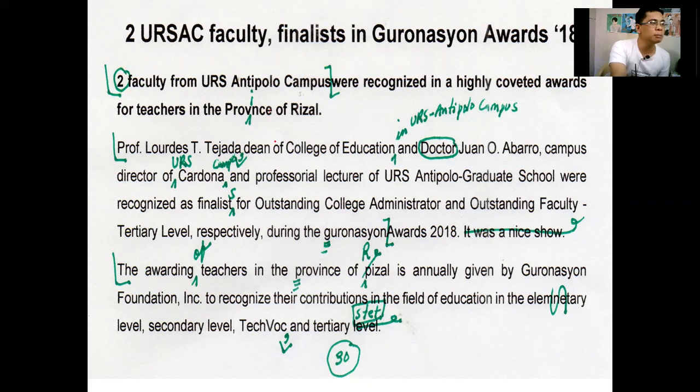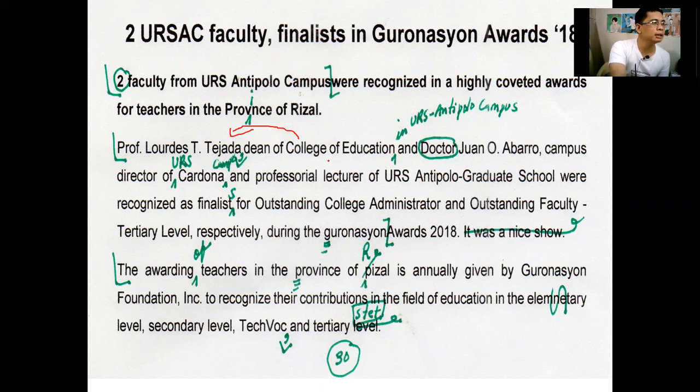So mapapansin nyo na mali yung spelling ng province. So naglagay tayo ng I doon, insert I. Next is, we insert a comma here kasi yun ay description niya rito. Okay? And also, marami kasing College of Education sa URS. Okay, maraming College of Education.